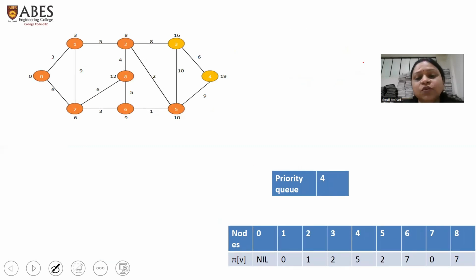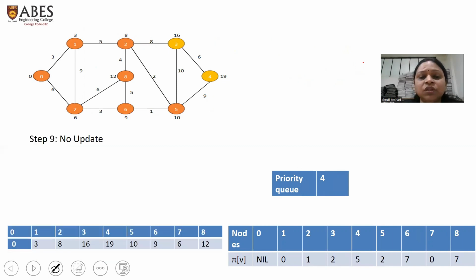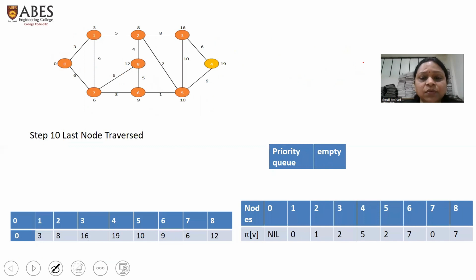And now the last value is what? 4. All the vertices are already visited, then no need to change the value. This will be the final value. And here, the parent node will also get updated. If you want to check for a particular path, from which path you will get this minimum weight, you can go for the pi value.